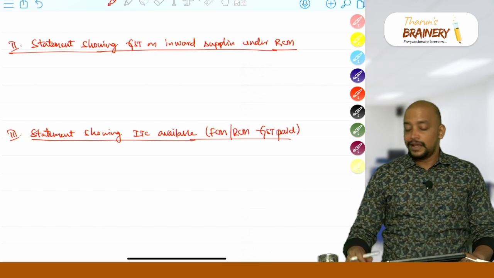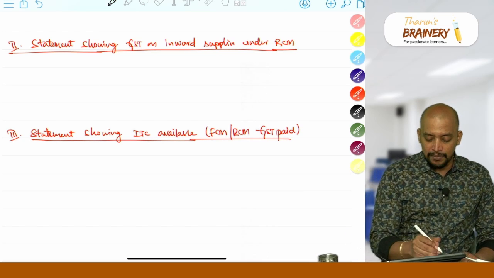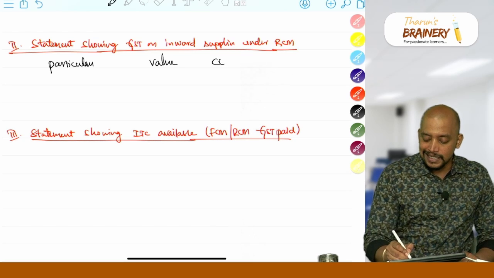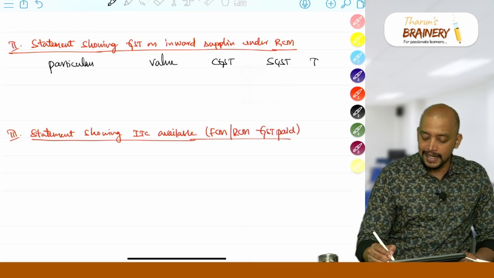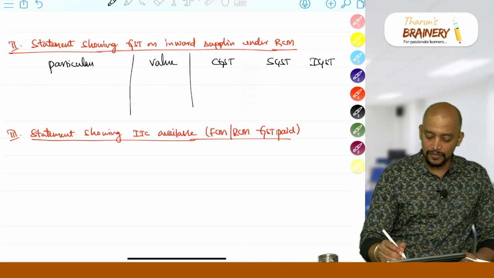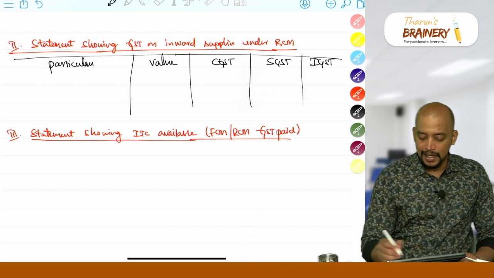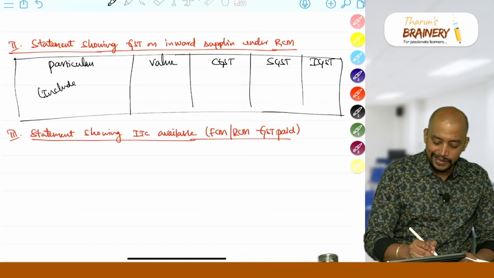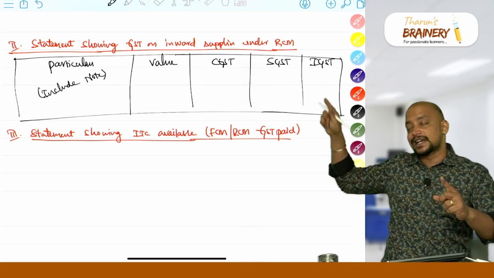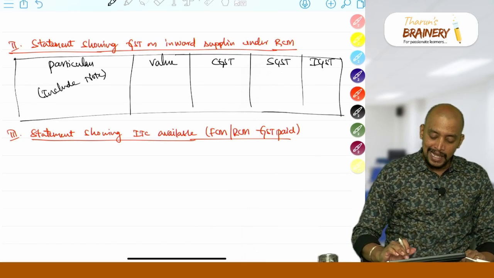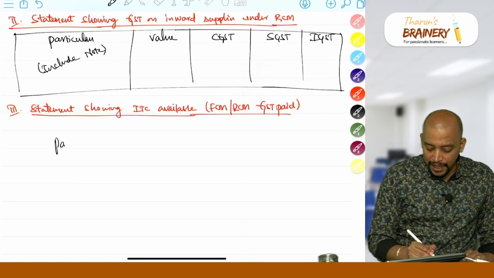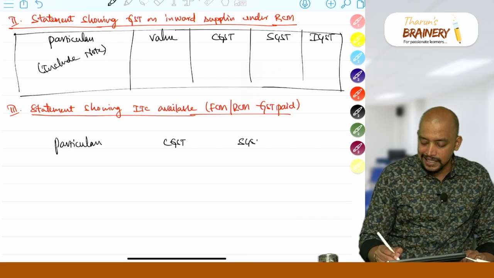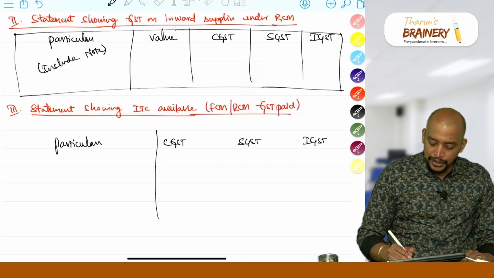You understood? And the template will be the same: particulars, value, CGST, SGST, IGST. And try to write the note here itself, so that we will not miss writing the note at the end, because we may miss some points. And the ITC computation is also simple: particulars, and we don't have any value column, just CGST, SGST and IGST, and you need to include the note.